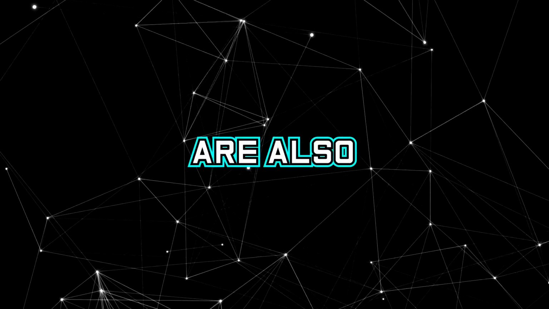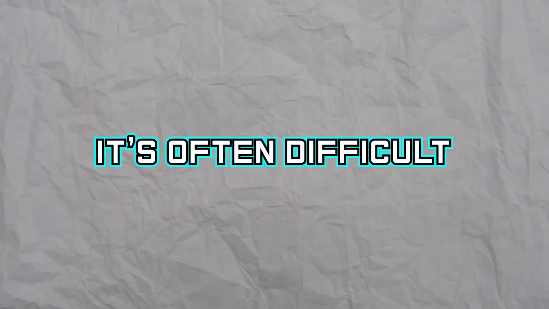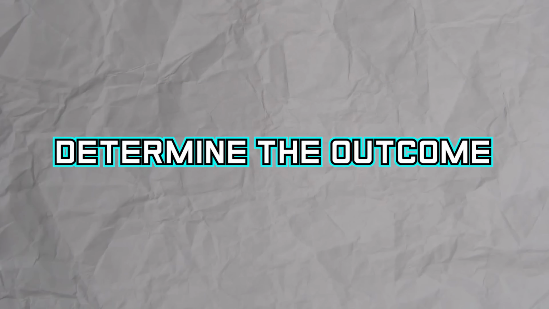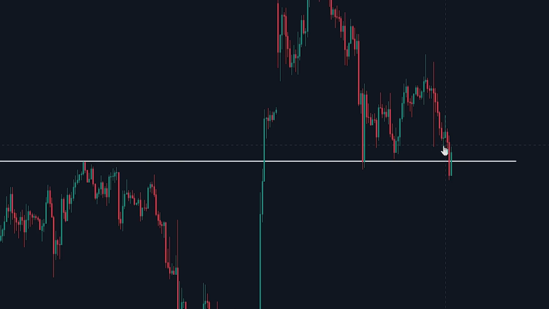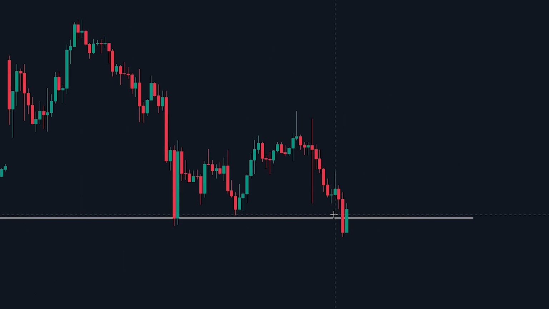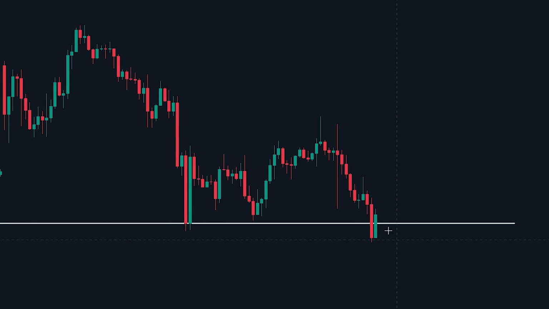Inside bars are also great when trading support and resistance levels. It's often difficult to know if the price will respect or break through a support or resistance level. However, inside bars can help us determine the outcome. We can see here that this long-term resistance level turned into a support level once the price moved above it. However, we can now see that the price broke through the support level after testing it multiple times.